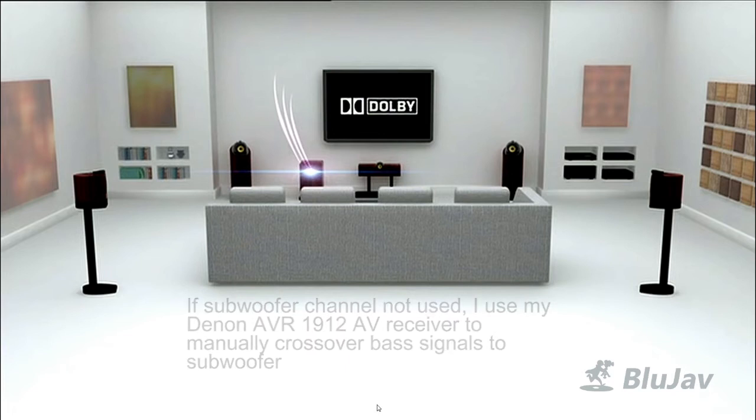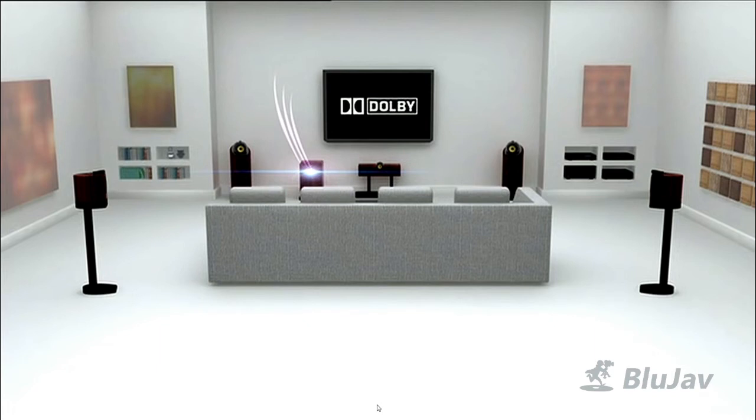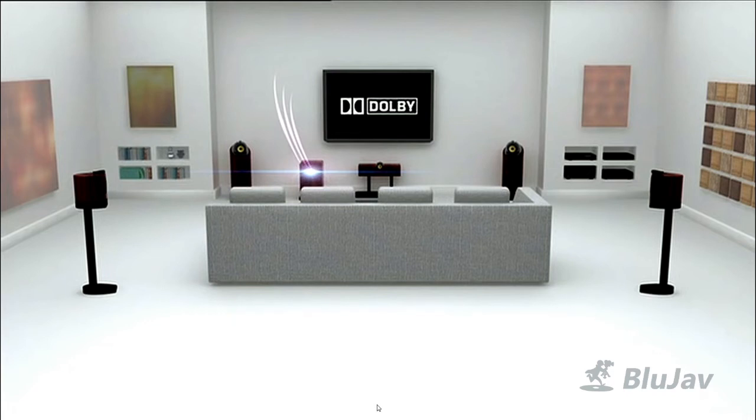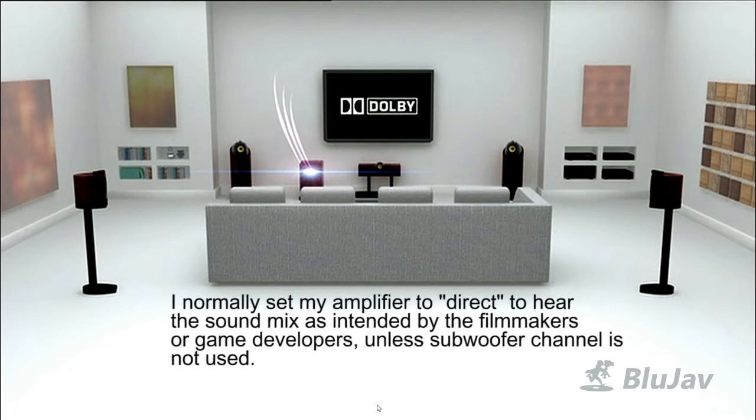Maybe you might not be aware of this, because I believe most common people who just buy a sound amplifier don't notice, since the amplifier probably does this bass crossover automatically. But here's the thing. High-end home theater buffs like myself want to hear the sound mix as intended by the filmmakers or game developers. Hence, I'm not sure about other home theater enthusiasts, but I will set my amplifier to direct mode most of the time to hear the individual channels as intended.